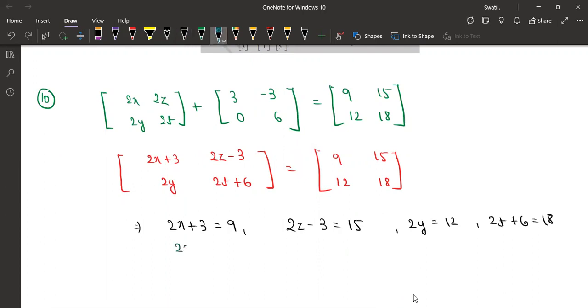So clearly 2x is going to be 9 minus 3, that is 6, and then x will be 6 divided by 2, that is 3. Here 2z will be equal to 15 plus 3, that is 18. So therefore z will be equal to 18 divided by 2, that is 9.